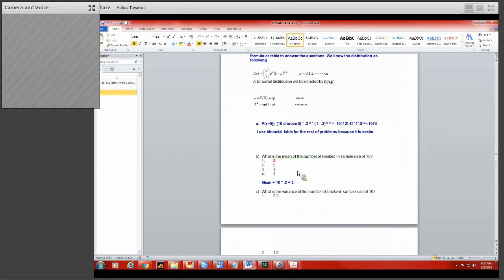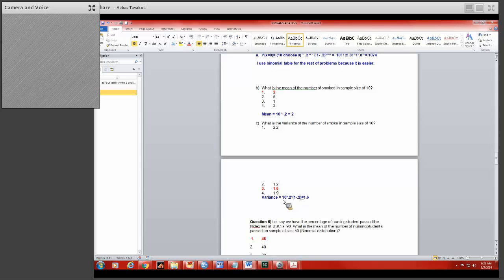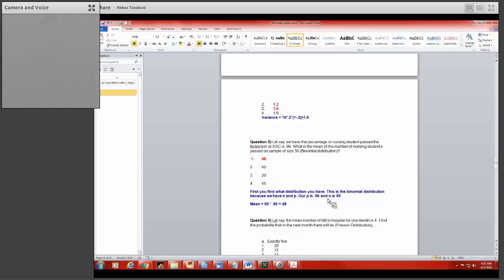And what is the mean? Again, N times P, N times 10 times 0.2 is 2. What is the variance? 10 times 0.2 times 1 minus 0.2 is 1.6.